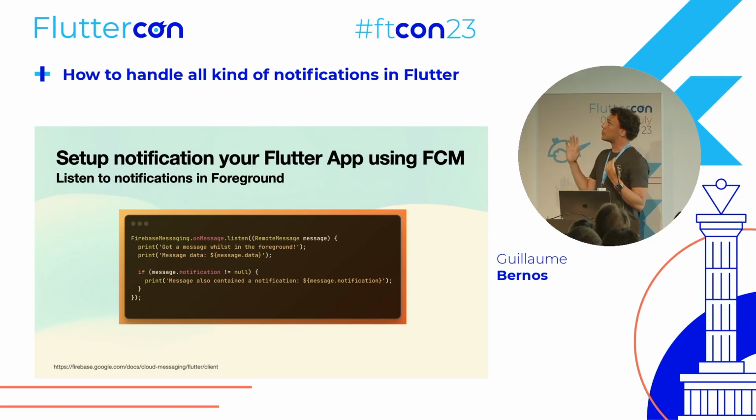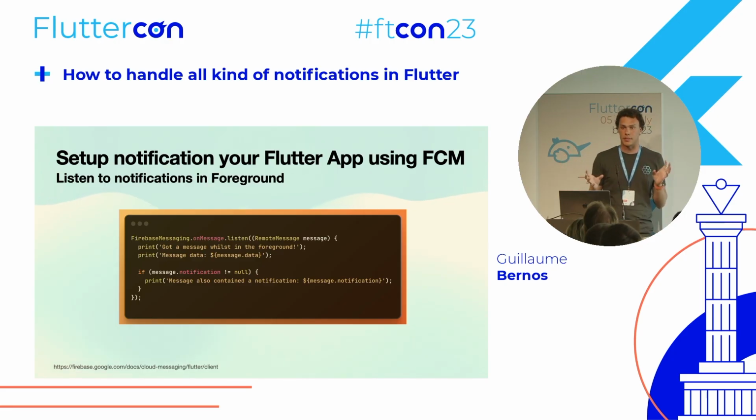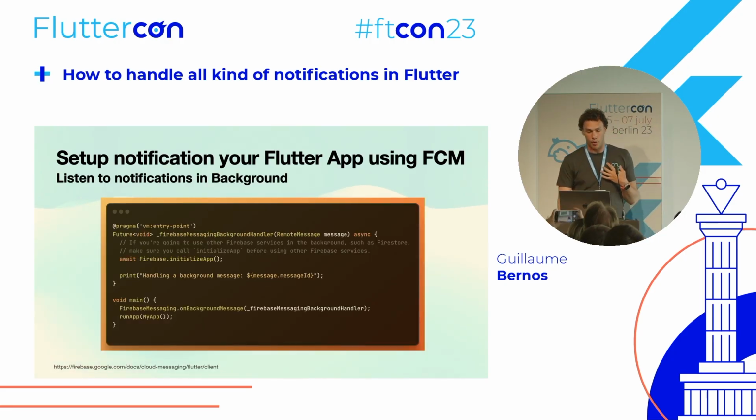So this is the way to listen to notifications in the foreground. So it's just a small handler, so FirebaseMessaging.onMessage.listen, and then you are listening to the stream. You've got all the information, so the data that you are sending, but also the notification content, which are a map. So it's quite easy to parse and reuse. While when you are listening to notifications in the background, this is a different handler.